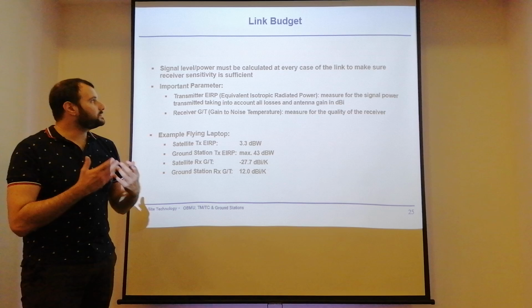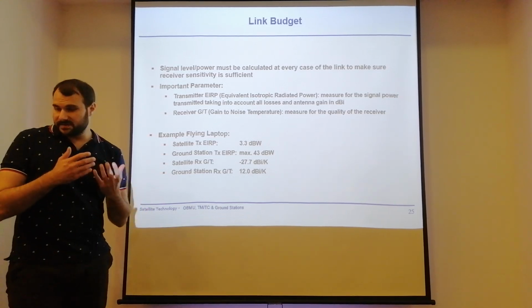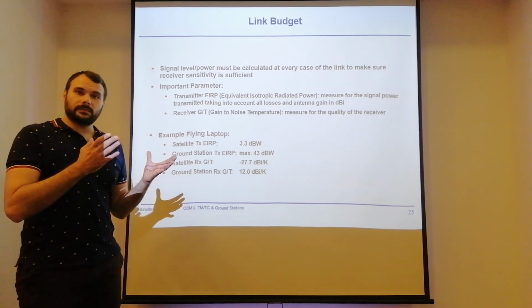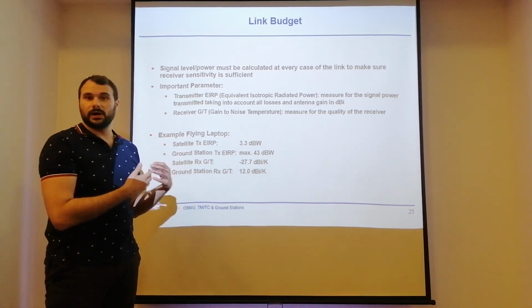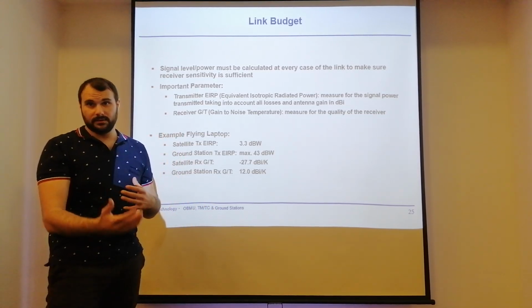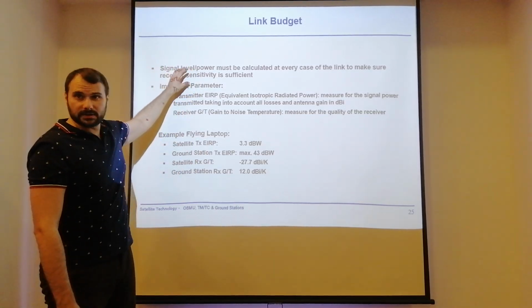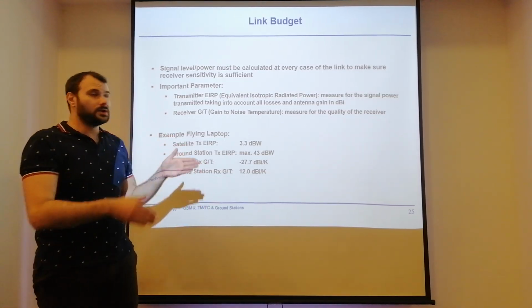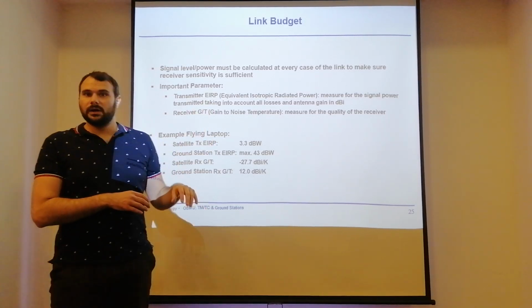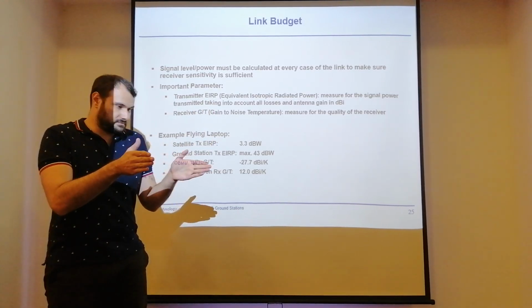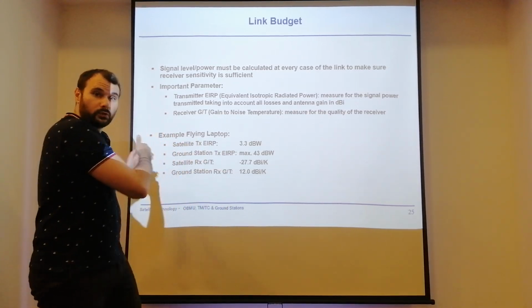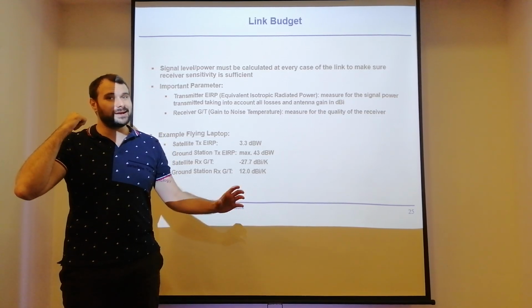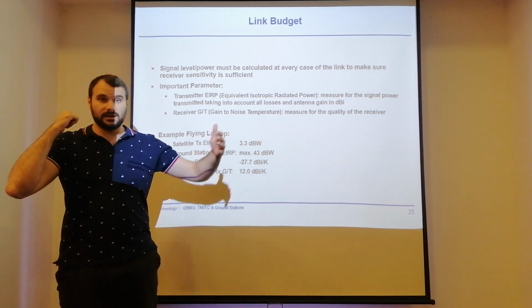The signal level or the power must be calculated in every case for the link to make sure that the receiver sensitivity is sufficient. Yeah? As we said, there's a reason why we use different antennas for our TMTC and our payload link. And this is exactly because of the link budget. The link budget outcome is that you actually choose different antennas, because if you have a high gain antenna, yes, you have a very sufficient link margin in nominal cases, but what if your satellite is for some reason pointing inverted, 180 degrees, so in a different direction? In a different direction, you don't have any signal if you have a high gain antenna on ground.